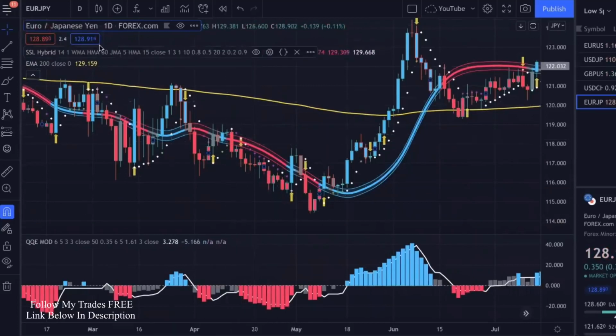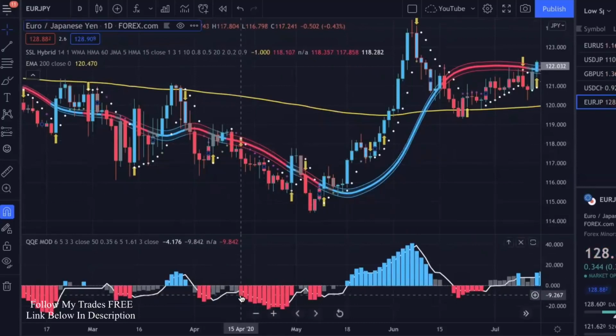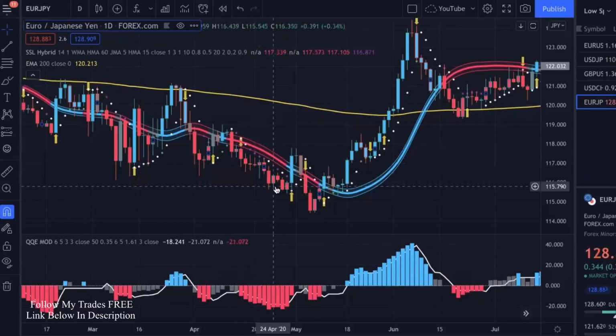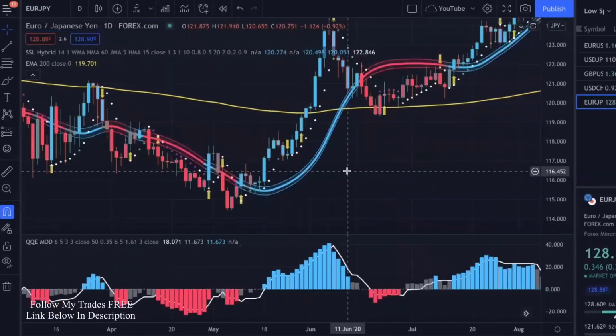This is on the daily on the Euro JPY. Price action is below the 200 EMA. Price is below the trend line. The line is red. There's an arrow right there saying, hey, a great opportunity to come in. As well, you've got a red bar down on the QQE. And as you can see, that ended up being a successful trade.